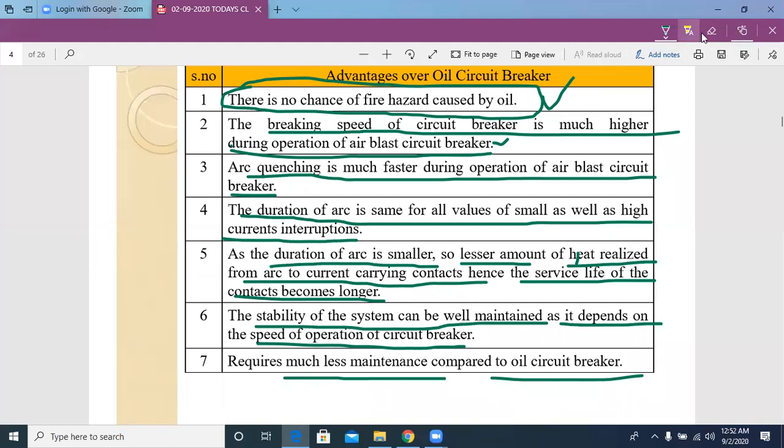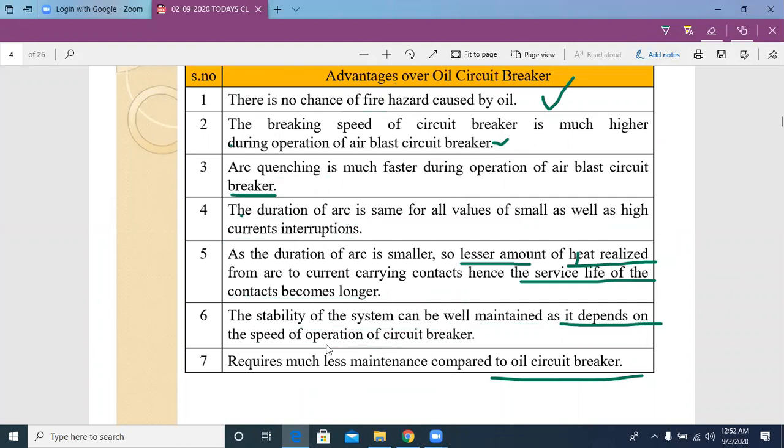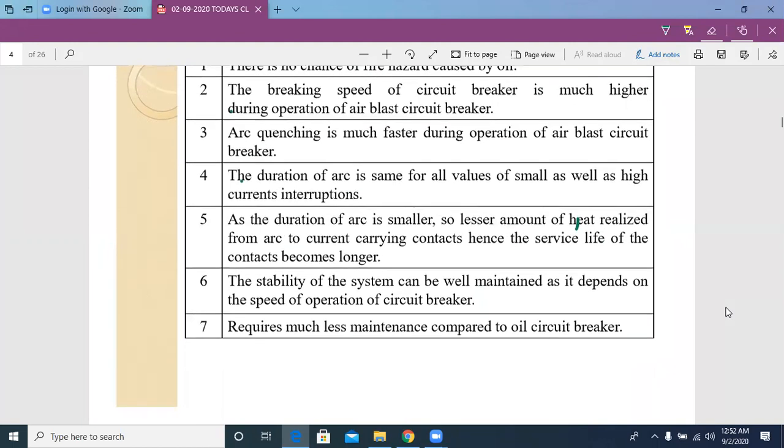Students, these are the advantages of air blast circuit breakers when we compare to oil circuit breakers. So keep these things in mind. By keeping these things in mind, we are going to the next one.